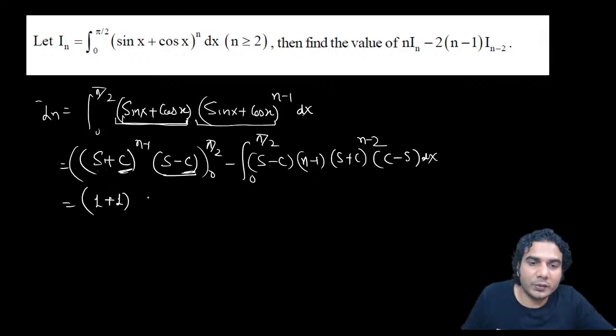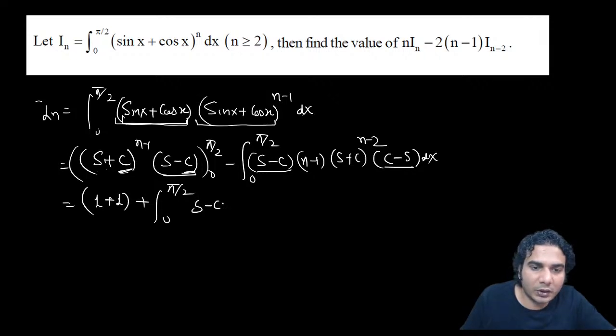It is coming out to be 2 minus the integral 0 to pi by 2. Now let's simplify this. This is sine minus cos and this is cos minus sine. So you can write sine minus cos, plus, if you take minus sine common, it will be plus, and it is going to be sine minus cos the whole square. And n minus 1 you can write outside, into sine plus cos raised to n minus 2 dx.